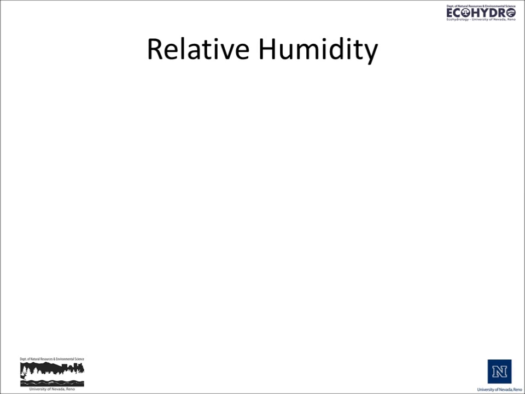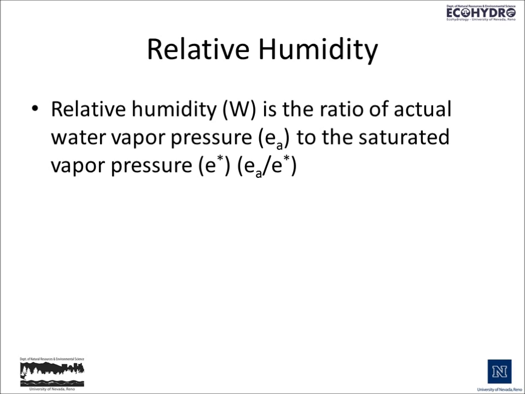So what is relative humidity? Relative humidity, often represented by the symbol W, is the ratio of actual vapor pressure, here the symbol EA, to the saturated vapor pressure. Let's call this E star.